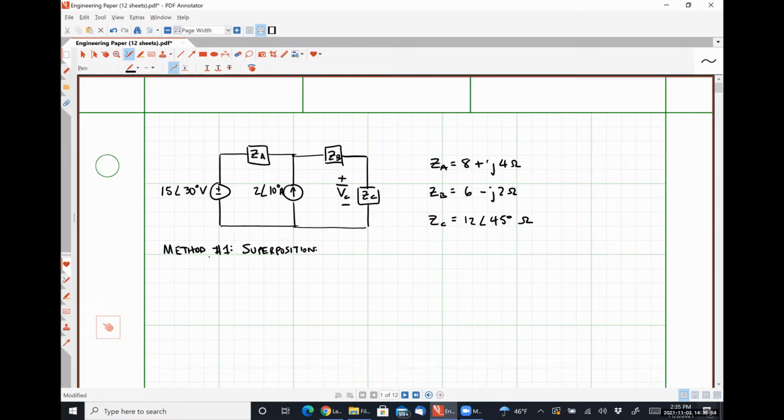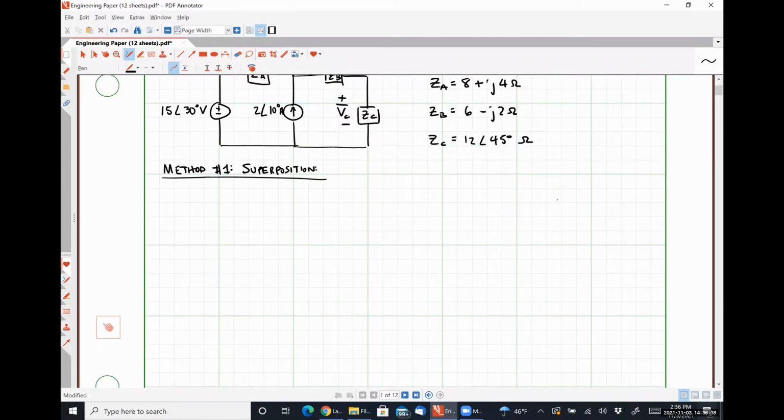All right. So since we have exactly 2 sources, we're going to wind up working this problem twice. Once with the voltage source on and the current source off, again with the current source on and the voltage source off, and then just add the results together, because that's what superposition allows us to do.